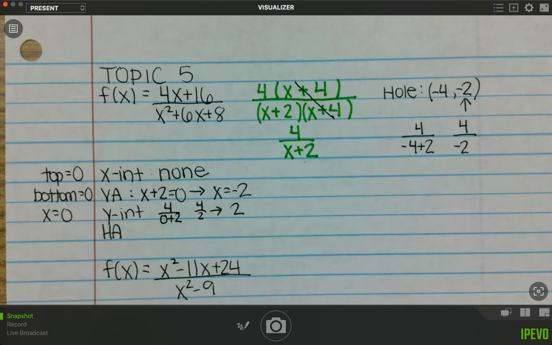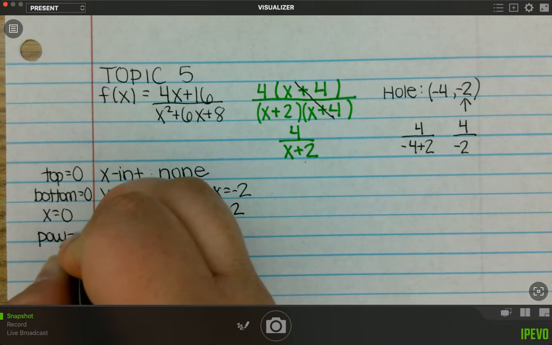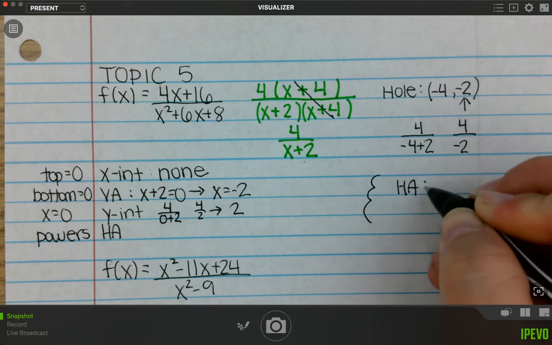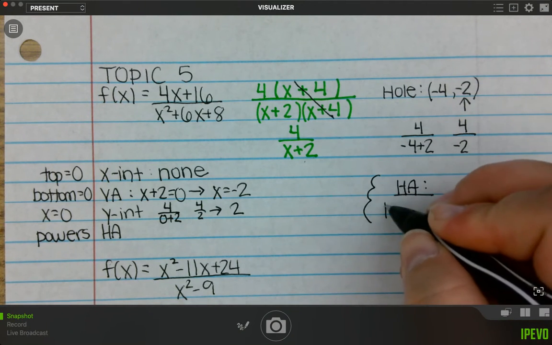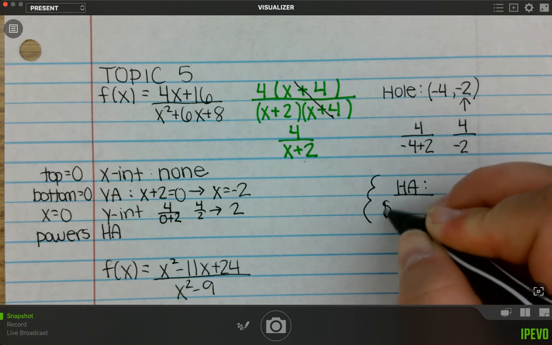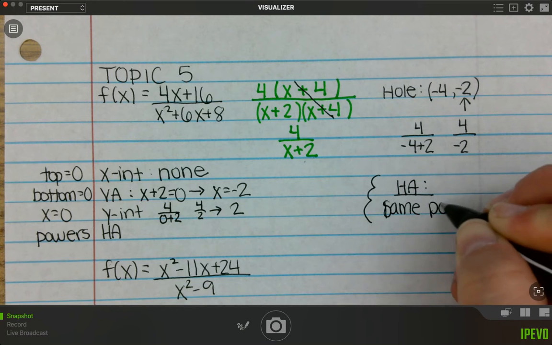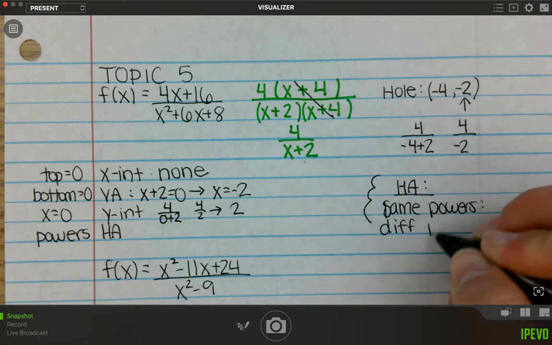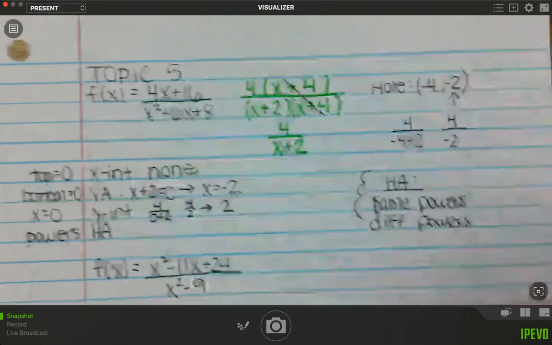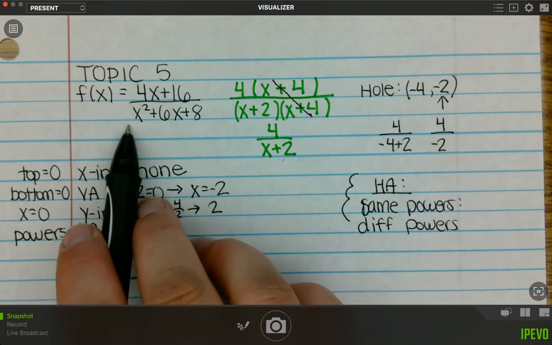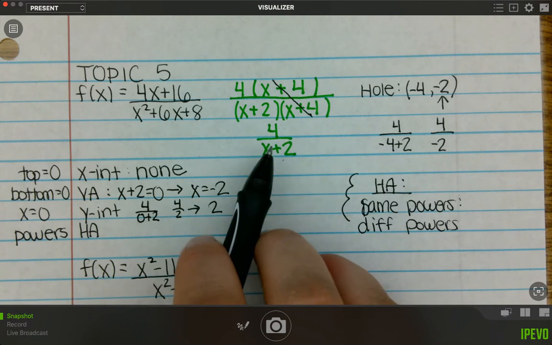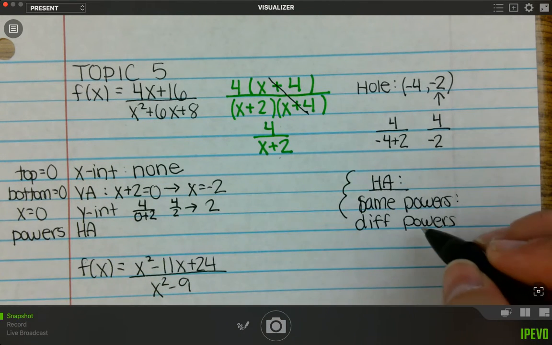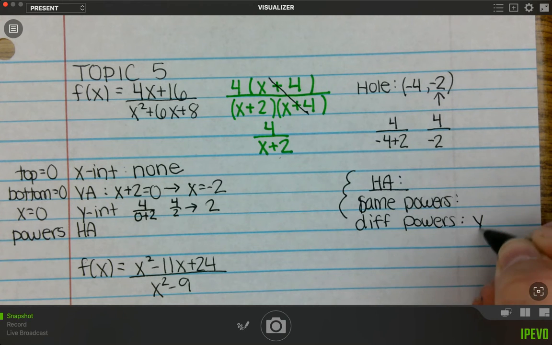HA stands for horizontal asymptote. Over here to the side, I'm just going to write powers right now. And I'm going to write the two rules over here for the horizontal asymptote. I wanted to write same powers on top and bottom and different powers. So if you notice this one, whether you look here or here, there's an x on bottom but not top. There's an x on top, but there's an x squared on the bottom. That's different powers. That's always going to be y equals 0.